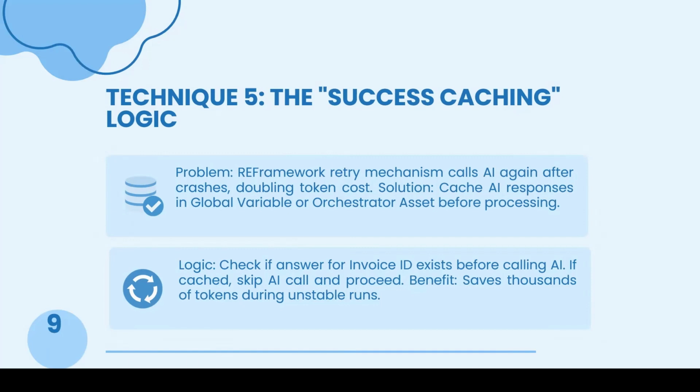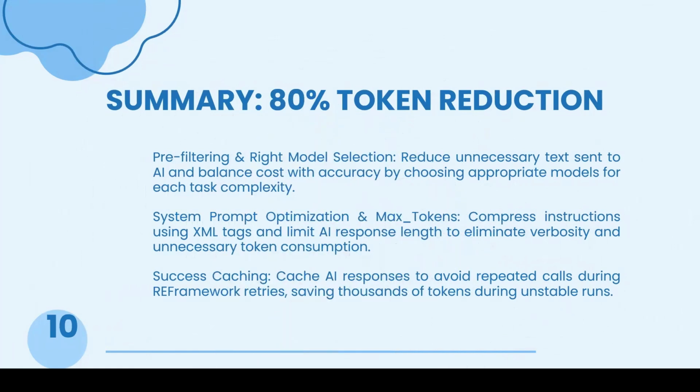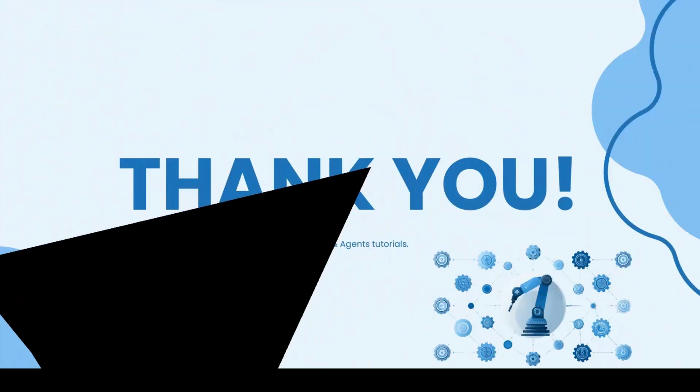All right, so these are the main five techniques that help a lot when you deal with AI. Just to summarize, 80% of token reductions can be done using pre-filtering, right model selection, system prompt optimization, maximum token utilization, and then success caching. When I say maximum token utilization, do not give the maximum number over there. Make sure you limit the number, is what I meant.